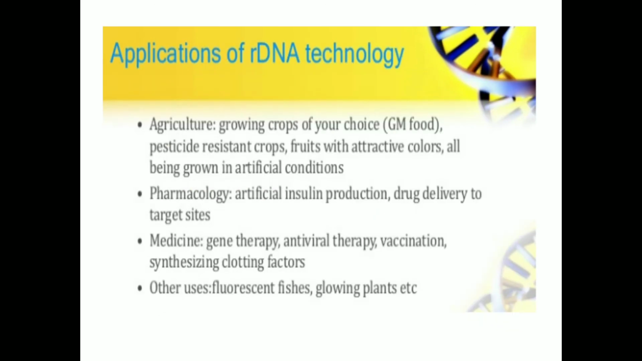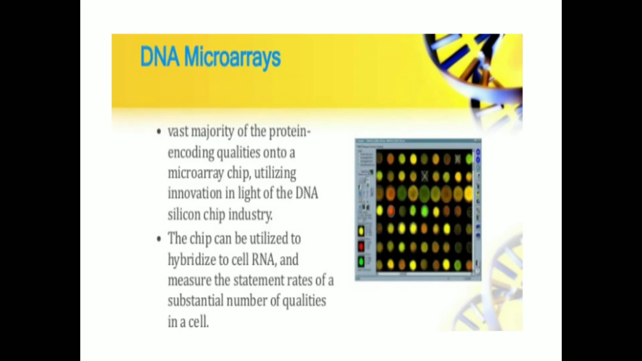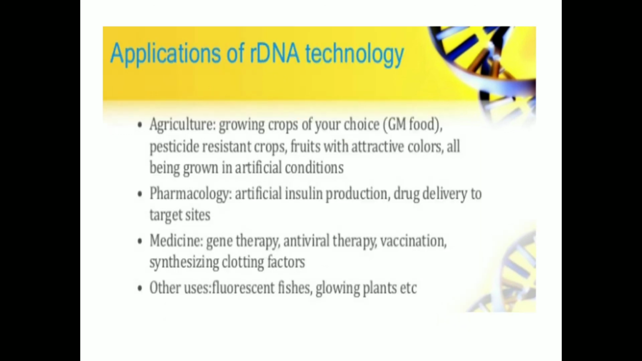DNA microarray. A vast majority of the protein-encoding genes are put onto a microarray chip, utilizing DNA silicon chip technology from industry. The chip can be used to hybridize to the cell's RNA and measure the expression rates of a large number of genes in the cell.